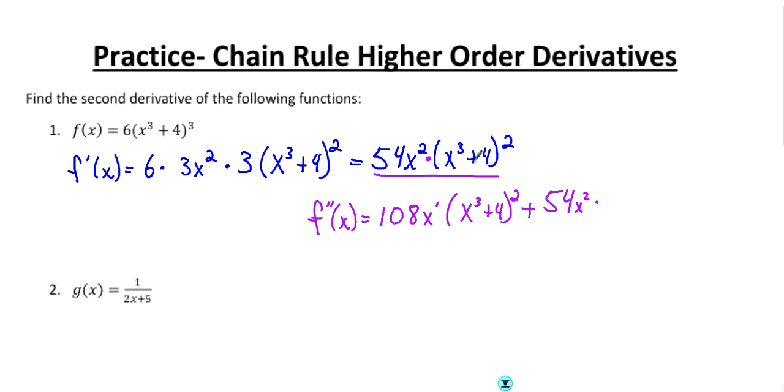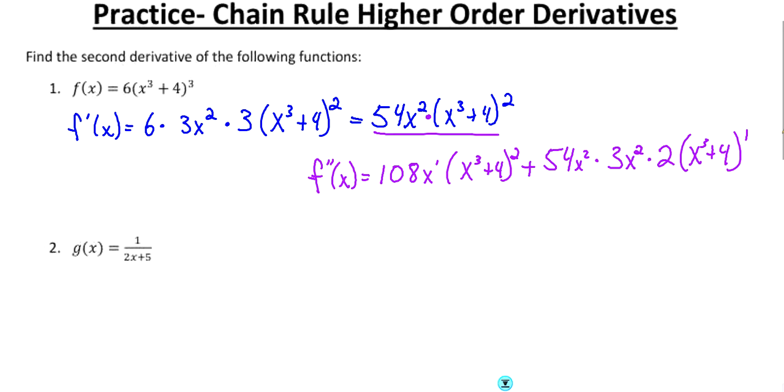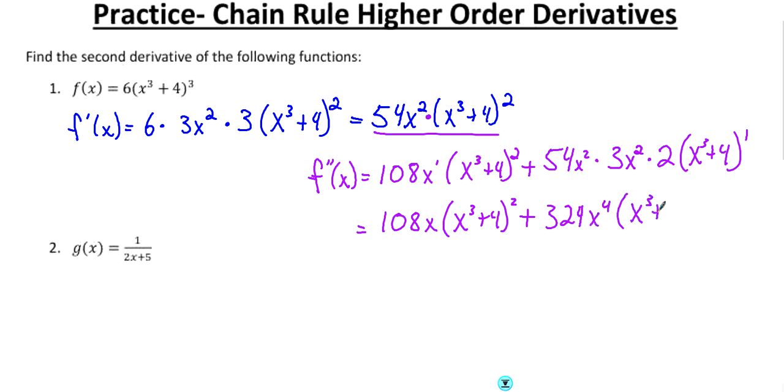plus the first times the derivative of the second. Now we're taking the derivative of this second part, which is where our chain rule comes in. So I'm going to do inside-outside rule again. So the derivative of the inside is still 3x squared times the derivative of the outside. You move the 2 out front. X cubed plus 4, subtract 1 from the power, you get 1. And let's clean this up a bit. So we get 108x times x cubed plus 4 squared plus, and then when you multiply this out, you're going to get 324x to the fourth times x cubed plus 4. And that's your second derivative.